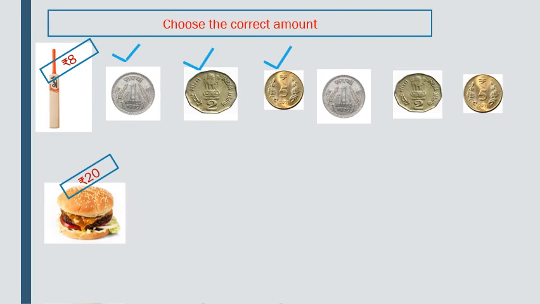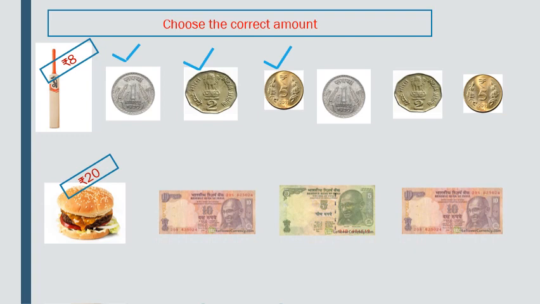Suppose the cost of burger is 20 rupees. Now choose the correct amount. Yes, you will choose 2 10 rupees notes.